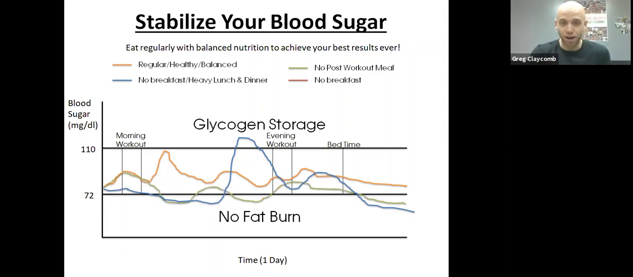Now, let's say you did eat breakfast, this green line. You eat breakfast, but literally everything is the exact same as the orange line, except after the workout, you didn't eat your post-workout meal. So you ate a little snack in the morning, but then after the workout, you didn't eat. Because your blood pressure was up and your blood sugar was on its way down, that trend keeps happening faster and faster. Your blood sugar eventually is going to cross that line again.